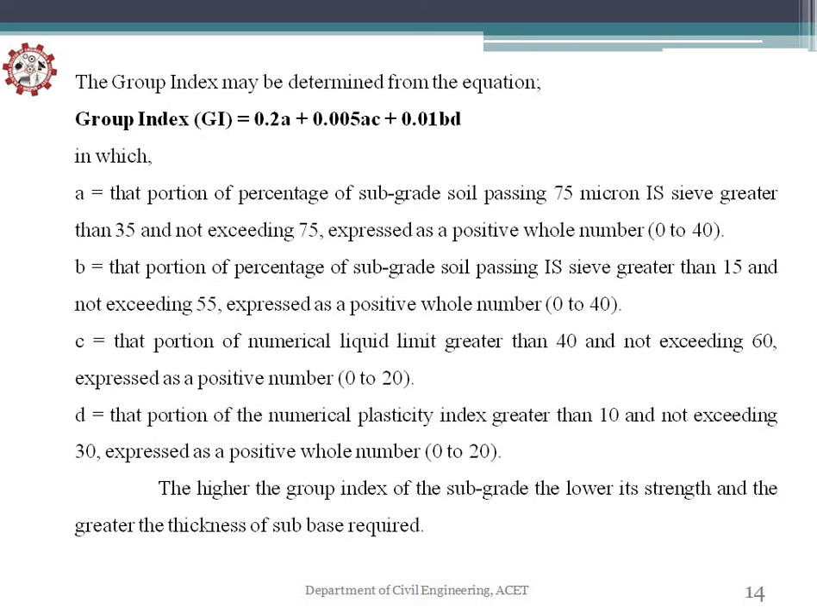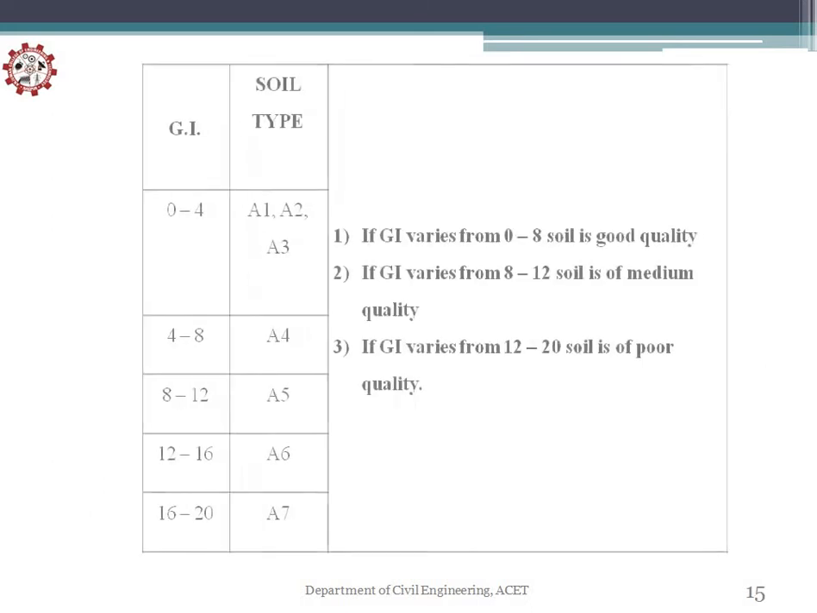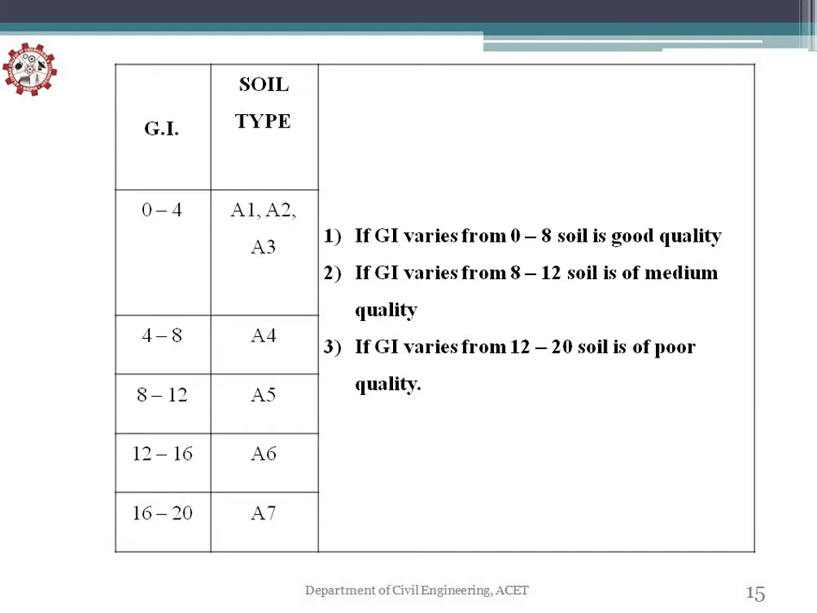So this is considered. These are the soil types, GI value, soil type. If the GI varies from 0 to 8, then it's good quality. So it will range from A1 to A4. If it varies from 8 to 12, soil is medium quality. So it ranges from A4 to A5. And if it is greater than 12 to 20, then soil is poor quality, ranges from A6 to A7.